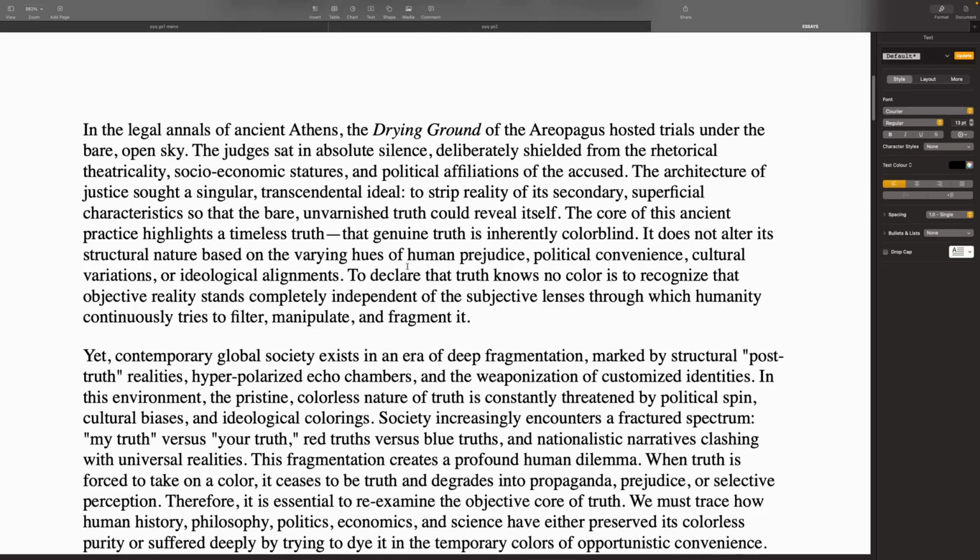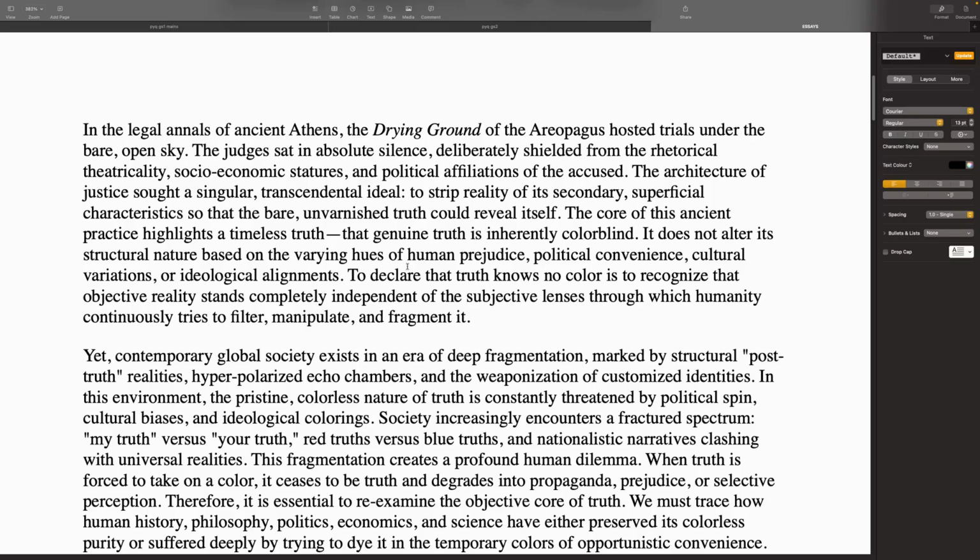In the legal annals of ancient Athens, the hilltop of the Areopagus hosted trials under the bare open sky. The judges sat in absolute silence, deliberately shielded from the theatricality, socio-economic stature, and political affiliations of the accused. The architecture of justice sought a singular transcendental ideal: to strip reality of its secondary superficial characteristics so that the bare unvarnished truth could reveal itself. The core of this ancient practice highlights a timeless truth, that genuine truth is inherently colorblind.